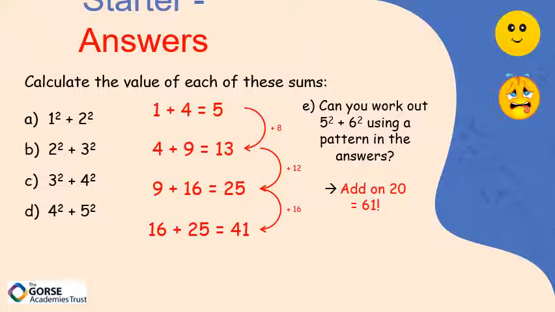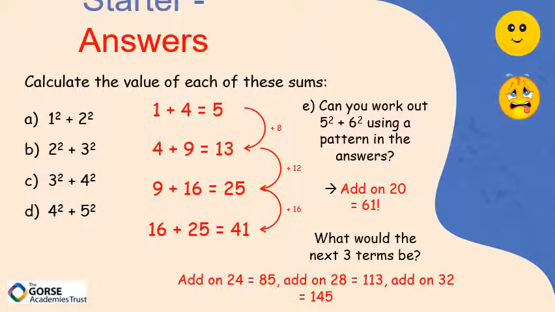So what are these square numbers? As you can see here, it's when you take a number and you multiply it by itself. Could you think what the next 3 terms would be in this pattern?